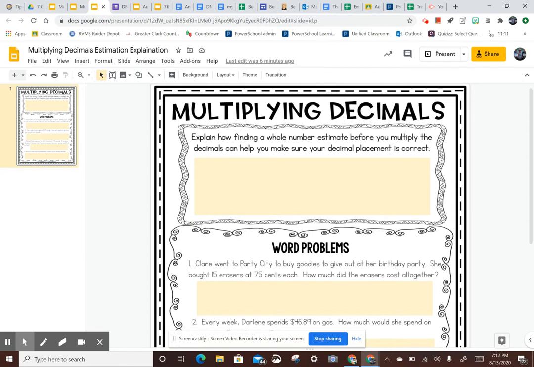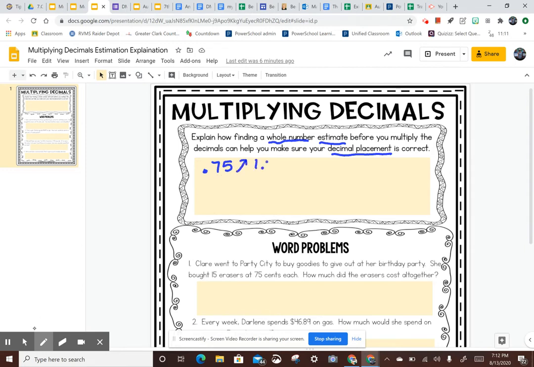We are going to talk about multiplying decimals and how it can help you to kind of guess, okay? So, how does finding a whole number estimate before you multiply help you make sure that the decimal placement is correct?